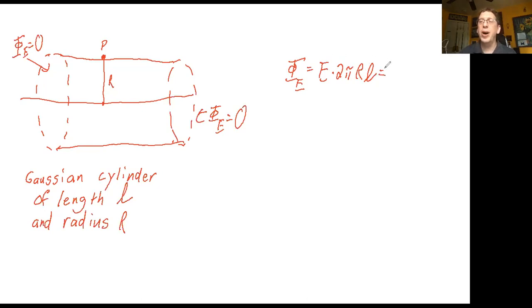From Gauss's law, that's going to be equal to the total charge enclosed within the cylinder, which is just the portion of the wire that's within the cylinder. That's equal to lambda times L divided by epsilon naught. And so we've set up an algebra equation. The length of the cylinder is arbitrary, so we just solve this for E. E is equal to lambda divided by 2 pi r epsilon naught. As simple as that.